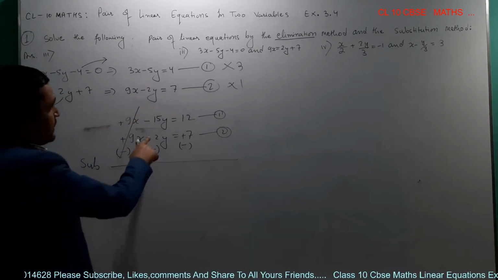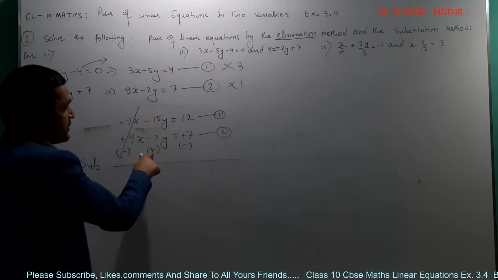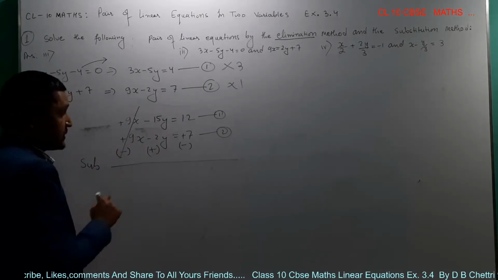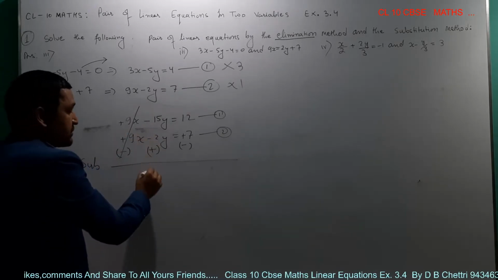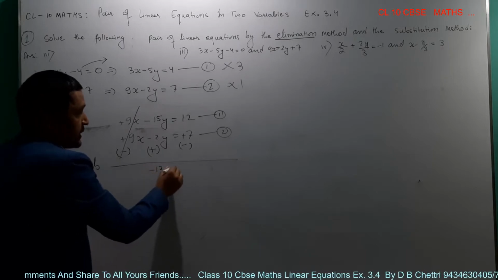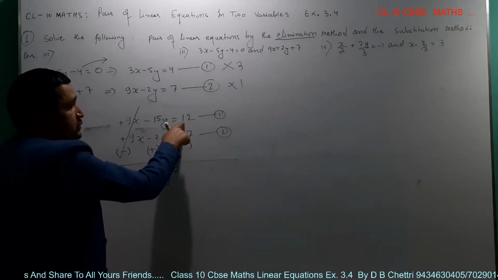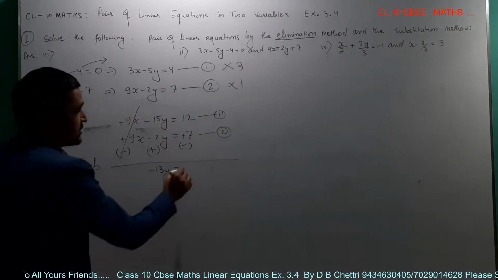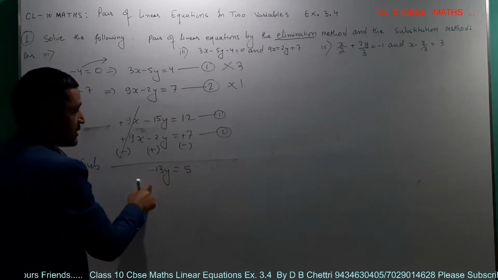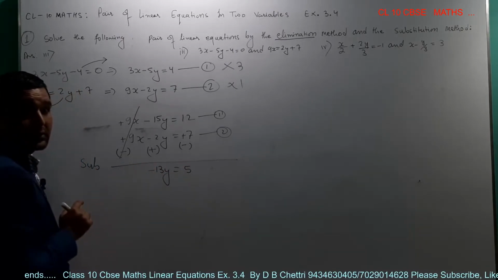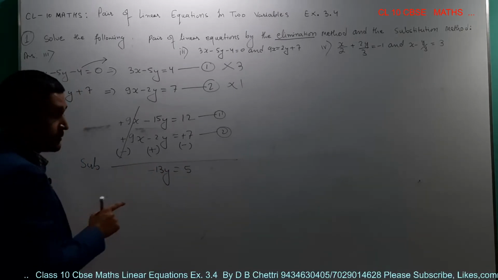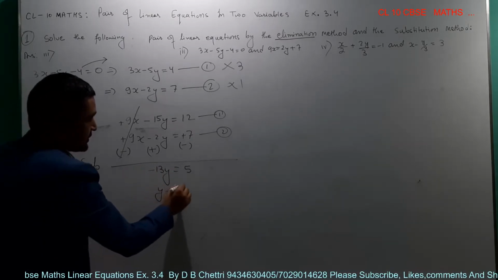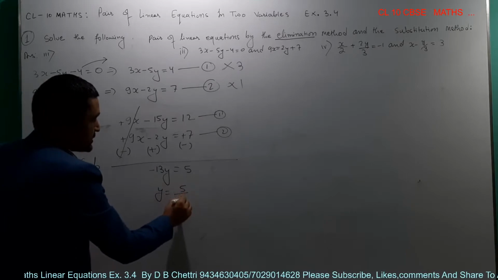Then now minus 15 plus 2. Minus 15 plus 2, how much? Minus 15 plus 2 means minus 13y equals 12 minus 7. 12 minus 7 is how much? 5. And this multiplying number always goes to the denominator on the other side. That means y equals how much? 5 divided by minus 13.